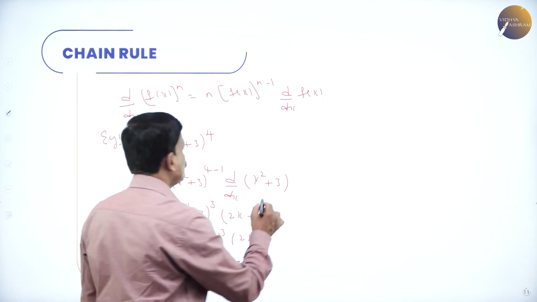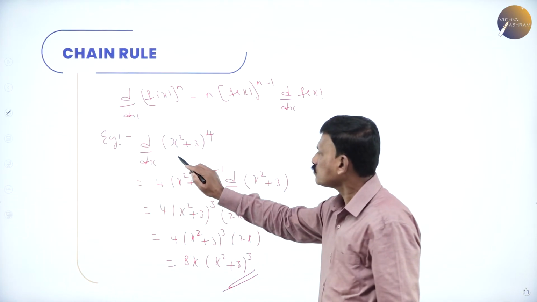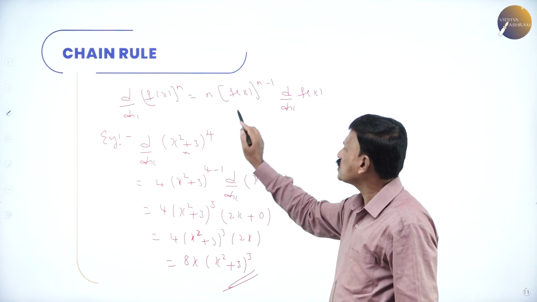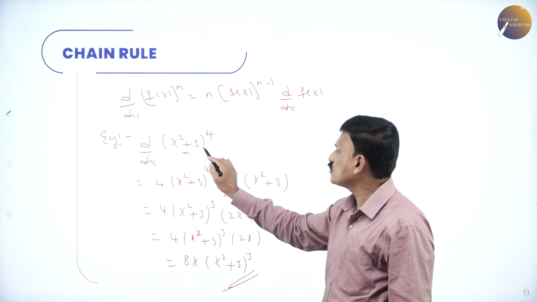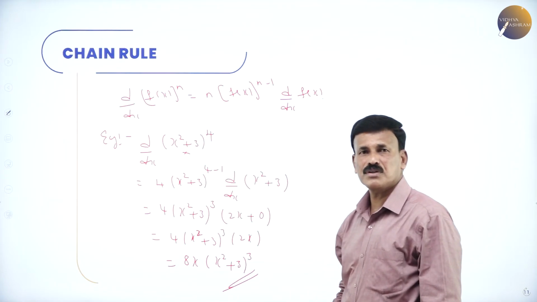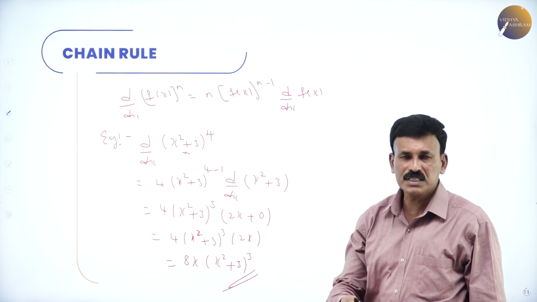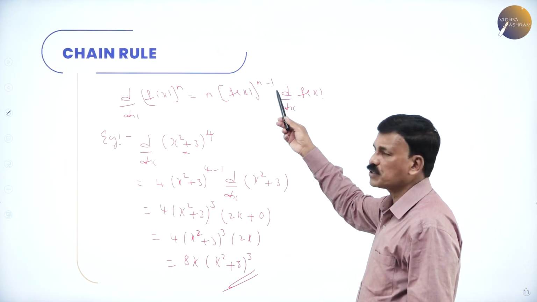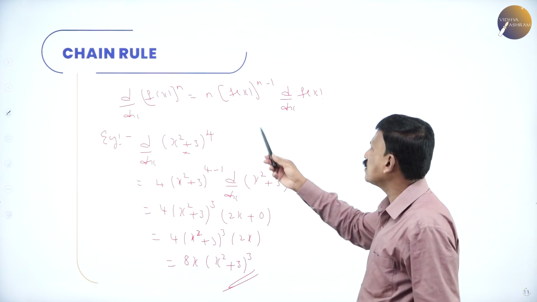Okay. Let me explain once again. This is f of x. Consider this as x. f of x to the power of n. f of x is x square plus 3. What is the formula? d by dx of f of x to the power of n is n into f of x to the power of n minus 1, that is n into f of x to the power of n minus 1 into d by dx of f of x.